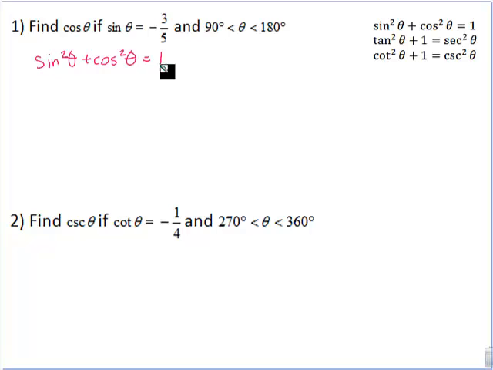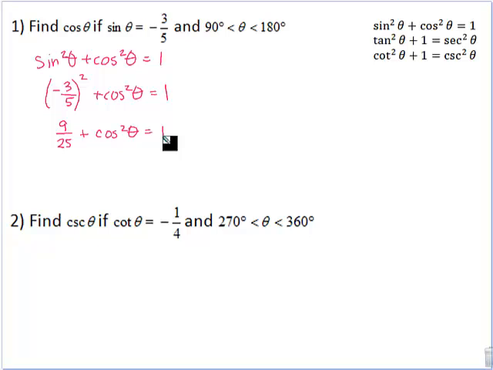Okay, so what do we know? We know sine. Sine of theta is negative 3/5. So we are going to plug sine of theta in as negative 3/5, and it's sine squared, so negative 3/5 squared plus cosine squared is equal to 1. Well, what's negative 3/5 squared? We just have to square the top, square the bottom. Yep, 9/25 plus cosine squared of theta is equal to 1.